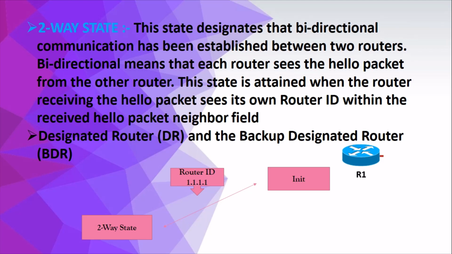The next, third state is the two-way state. In this state, bidirectional communication, in the sense of two-way communication, is established. The hello packet is sent from router 1 to router 2, and it contains the router ID. Here I am just showing, for example, 1.1.1.1. Once the router ID is there, that is a valid hello packet. So the two-way communication happens in this state, and that's the reason it is the two-way state.